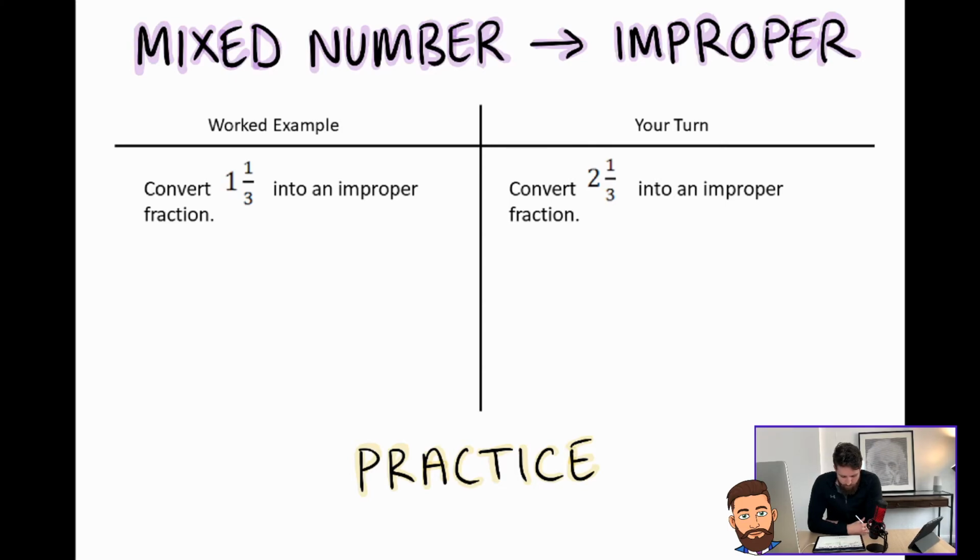So we need to work backwards. They've given us a mixed number, 1 and 1/3, and we need to convert that into an improper top-heavy fraction. So I'm just going to go off on a bit of a tangent and talk about 1 and 1/3.